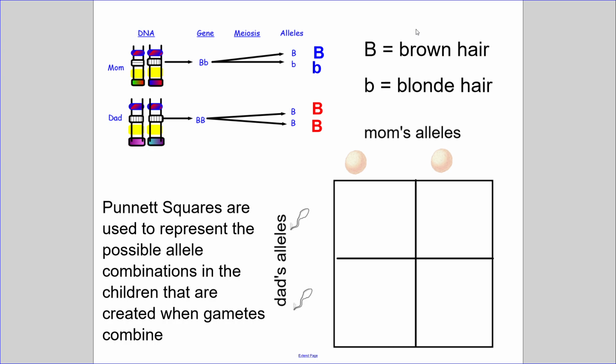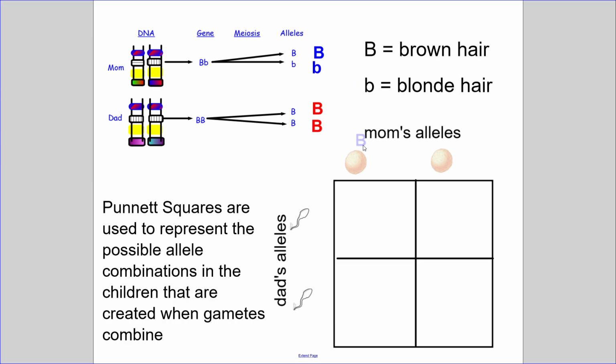So what we use to show combinations is something called a Punnett square. Punnett squares are used to represent the possible, and I want to stress that term, the possible allele combinations in children that are created when gametes combine. So here are your dad's alleles and here are your mom's alleles. That's what goes on the outside of the box. So let's take a look at what happens.